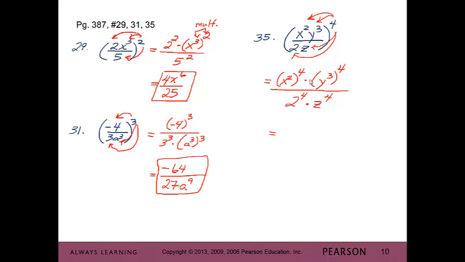Now we simplify. Remember, power to power we multiply, so this will become x to the 8th power, y to the 12th, and then 2 to the 4th. Remember, that's 2 times itself 4 times, so it's 2 times 2 times 2 times 2, which is 16. And of course we still have the z to the 4th power. And here's the final answer.